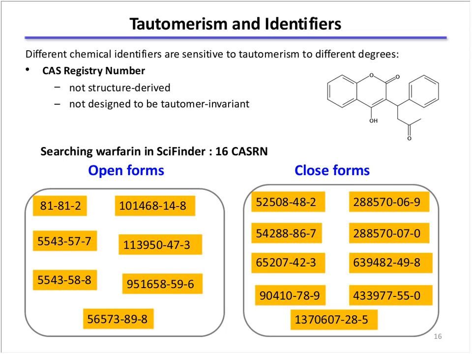Warfarin is a well-known molecule in the pharmaceutical field. If we search this molecule in SciFinder, we have around 16 CAS registry numbers for warfarin. Out of these 16, 7 CAS registry numbers belong to the open chain tautomer, while the remaining 9 refer to the closed form of the molecule. You can see the diversity. We do not know whether they are tautomers, or for people using these CAS numbers, these are different molecules, when they are actually tautomers of each other.